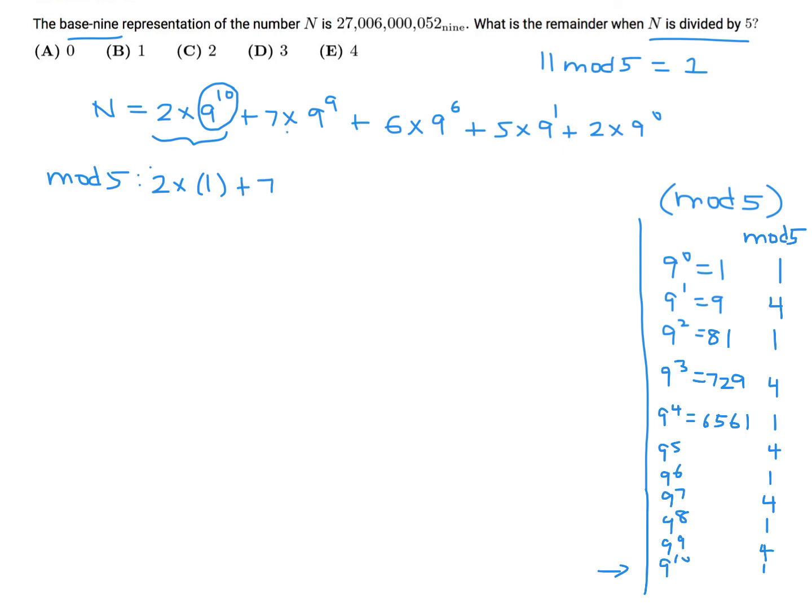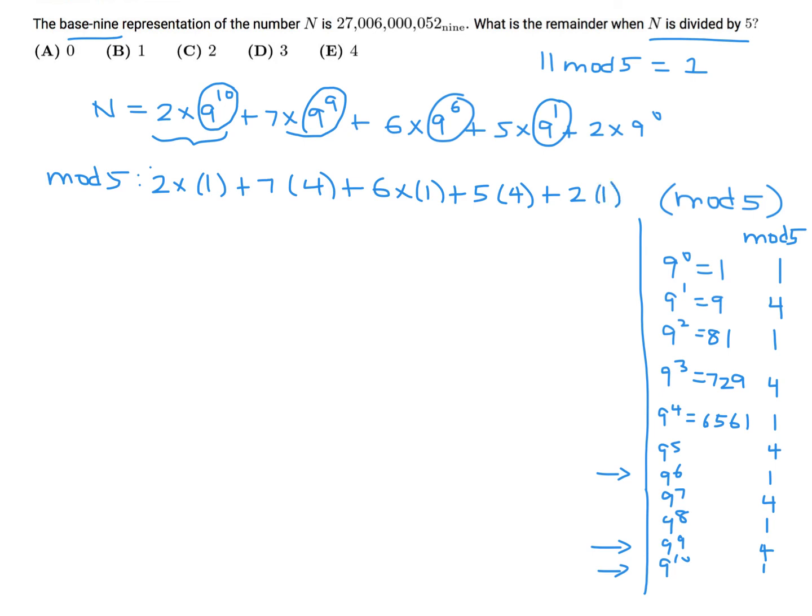7. Now we have to figure out the mod of 9 to the power of 9 when divided by 5, which is 4, the remainder. Similarly, 9 to the power of 6, I believe is here, and that is 1. 9 to the power of 1, the remainder is 4. And then finally, 9 to the power of 0, the remainder would be 1 mod 5.